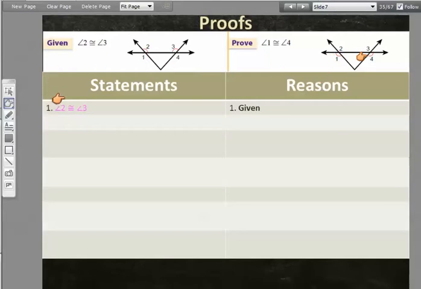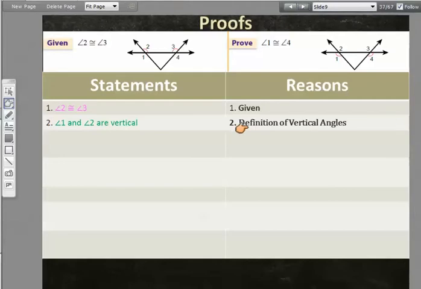Well, we always start off in the beginning with our given. See, angle 2 is congruent to angle 3, and I've just typed in given here. Now, what we're going to go with next, because we're studying vertical angles, we're definitely going to be using those in our proofs. It says angle 1 and 2 are vertical. And what we've learned in lesson 12 and 13 is the definition of vertical angles. So that's going to be our reason.